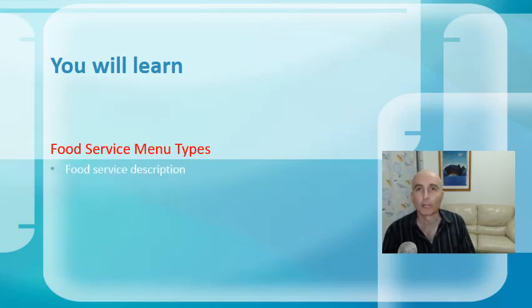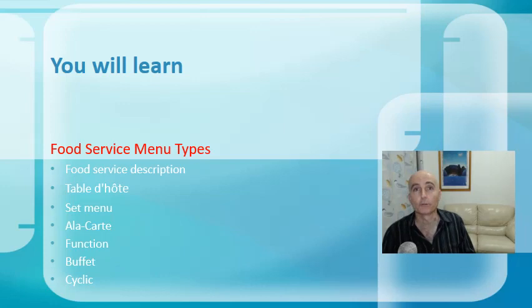So we're going to have a look at, first of all, what's a description of food service. We're then going to look at a range of menus, and you can see them down there. We have the table d'hôte, the set menu, a la carte, function, buffet, and cyclic. Can you imagine? There are so many menus, and you're going to know them very well at the end of this.